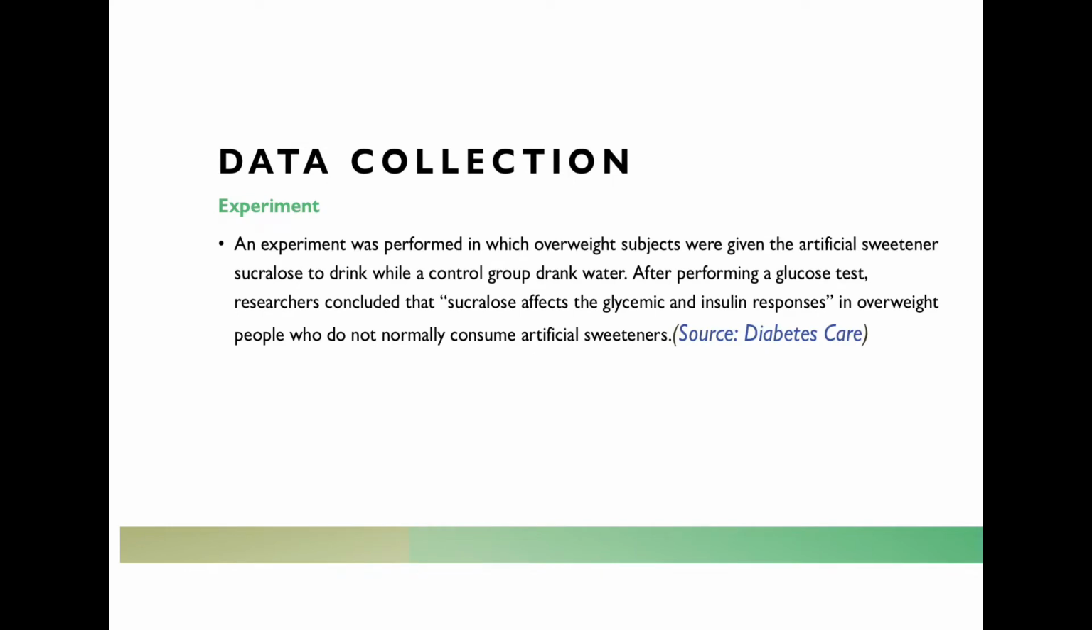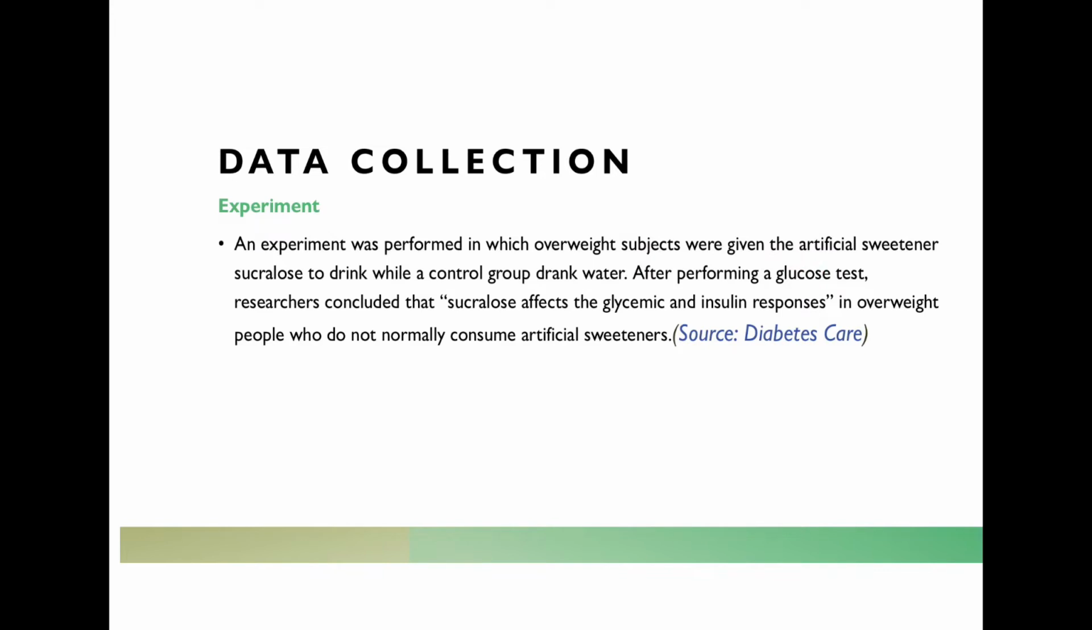So as an example here, an experiment is performed in which overweight subjects are given the artificial sweetener sucralose to drink while a control group drinks water. After performing a glucose test, researchers conclude the sucralose affects the glycemic and insulin responses in overweight people who do not normally consume artificial sweeteners. So here we definitely have an experiment. Notice that we are introducing something to this population. We're not just collecting information. We're actually giving them something here.